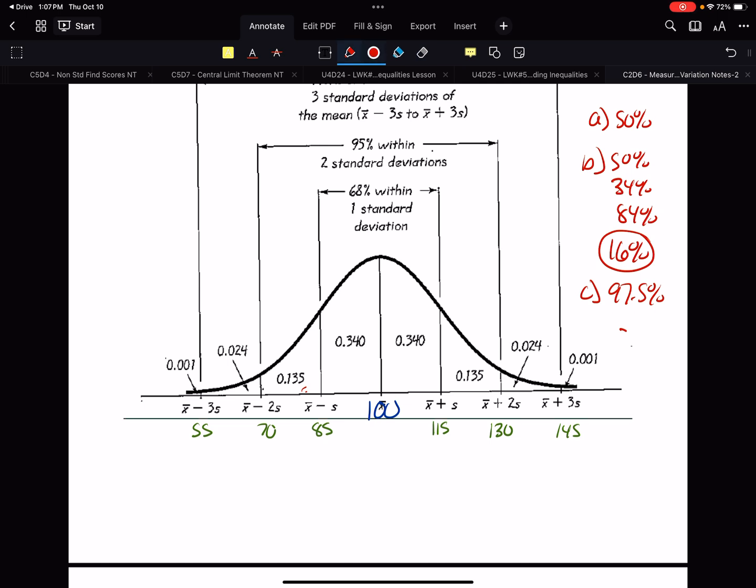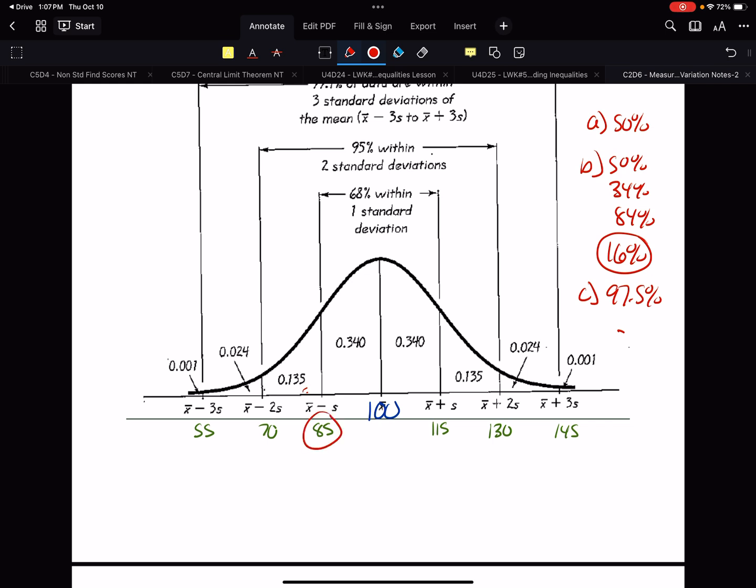Between 85 and 115. Well, 85 and 115, that's our nice setup of 1 standard deviation away. So 1 standard deviation away, based off what we've been told, is 68%. All right, part E.